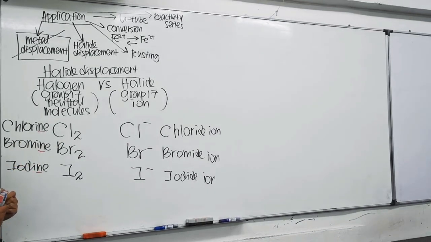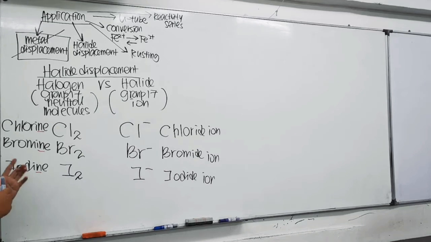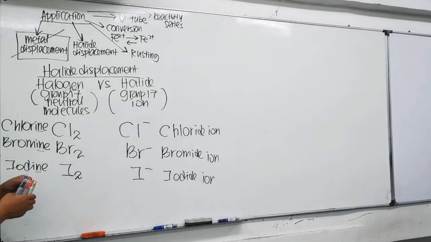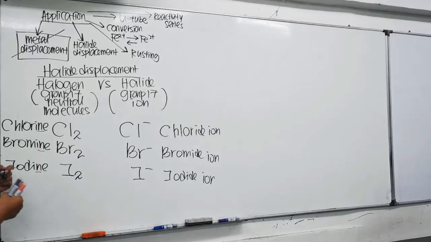Iodine got N, is neutral. Are you okay with that? So please make sure you all know this, the naming, halogen and halide. Very, very important. Okay, now, let us kickstart with the concept.